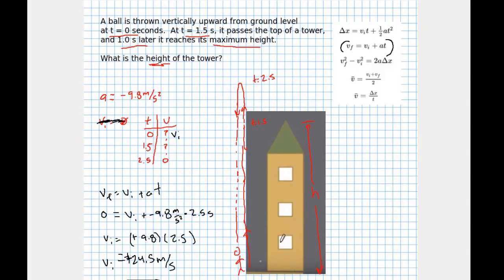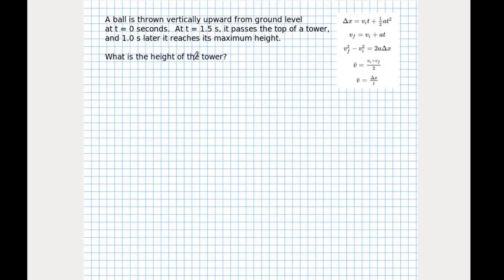Okay, this is promising. I know what the initial velocity was at the moment that it left the ground. It was 24.5 meters per second. I know the amount of time it takes to get to the high point of the tower. That's 1.5 seconds. And I know the acceleration. All right, so I've got another copy of the question and the equations, and I still know the acceleration is negative 9.8. I know the initial velocity now was plus 24.5 meters per second.